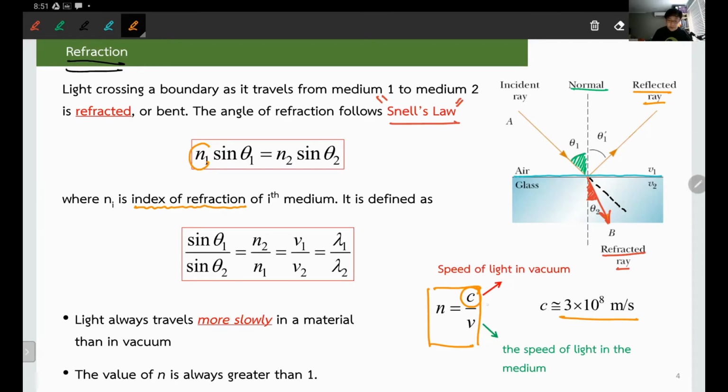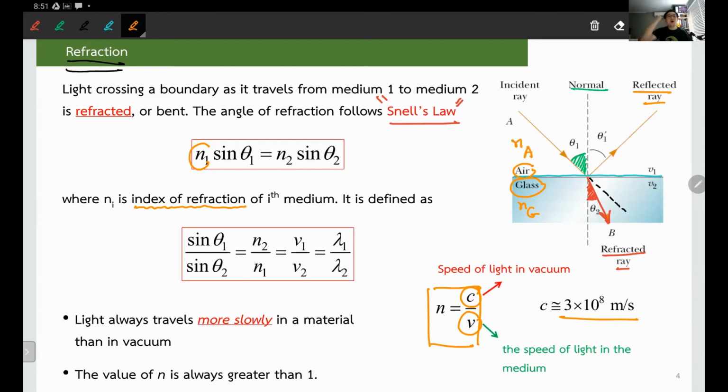And then you divide this number by the speed of light in that material. Let's name it V. So this ratio will give you the index of refraction of that material. Are you guys with me? In spoken language, you can call it the N of the material. For example, if this is the glass, you can say, what is the N of the glass? Or if this is the air, what is the N of the air? Okay.